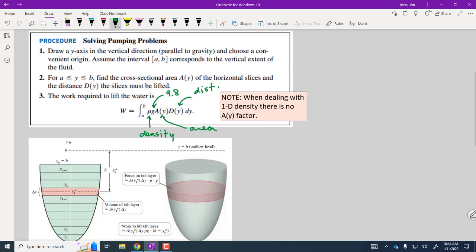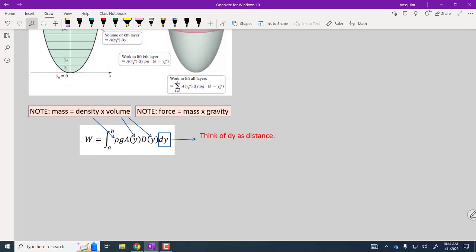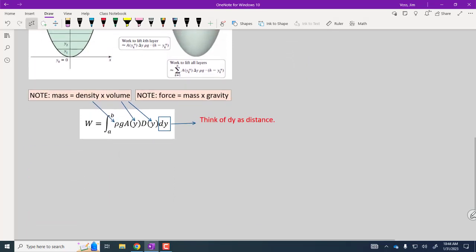So the basic idea again, so I've rewritten it down here. Here's our formula. And what we know is this. Here's a couple of our basic ideas. Mass times gravity, that's force. So right here I have gravity. And density multiplied by volume gives mass.